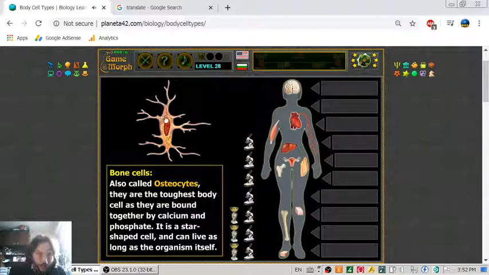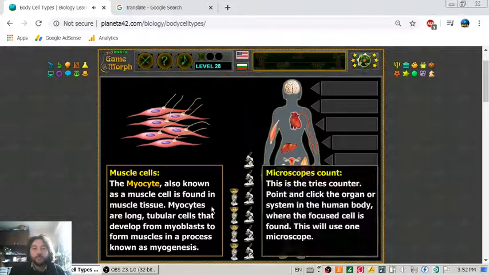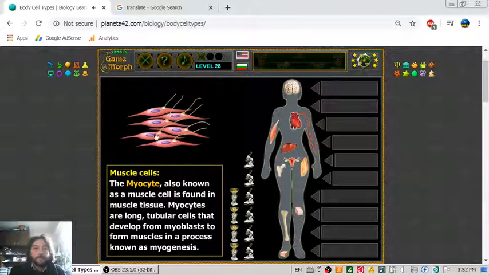There is an interesting type of cell. These are bone cells, or they are called osteocytes. Let's see, there's a bone there. Then we have this muscle cell called myocyte.